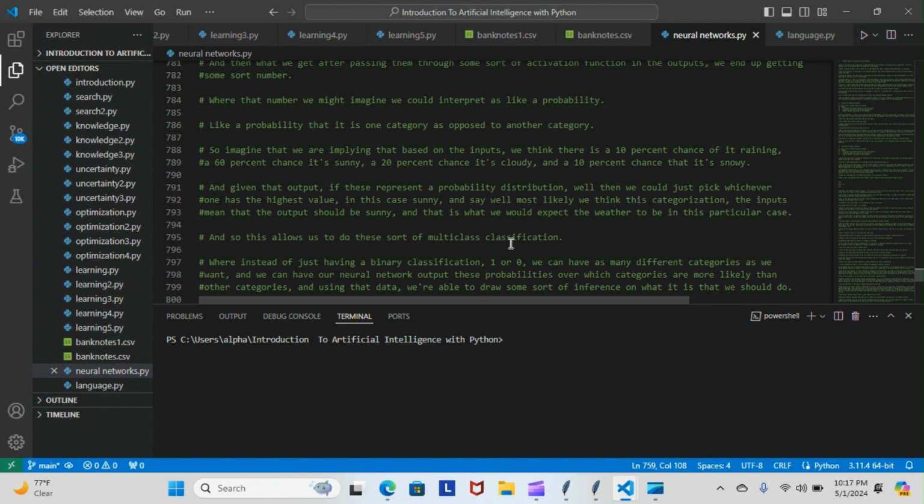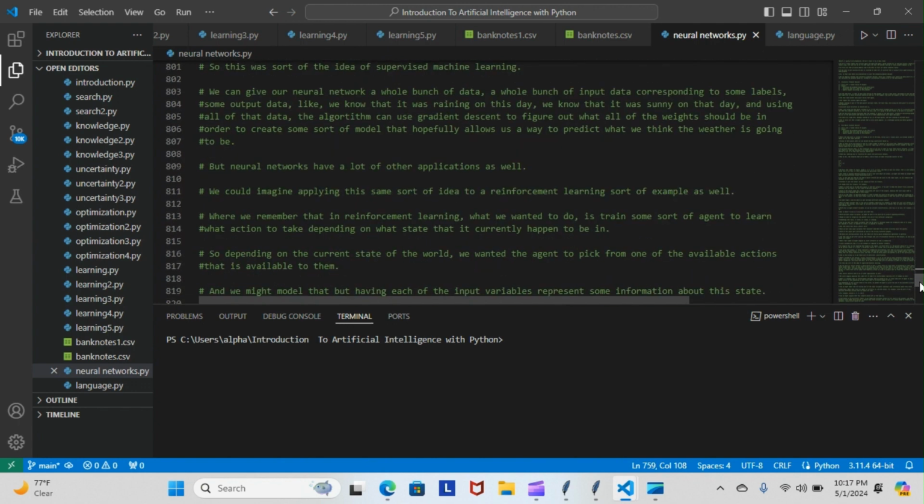And so this allows us to do these sort of multi-class classifications. Instead of just having a binary classification, 1 or 0, we can have as many different categories as we want. And we can have our neural network output these probabilities over which categories are more likely than other categories. And using that data, we're able to draw some sort of inference of what it is that we should do.